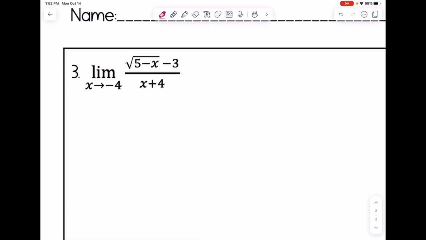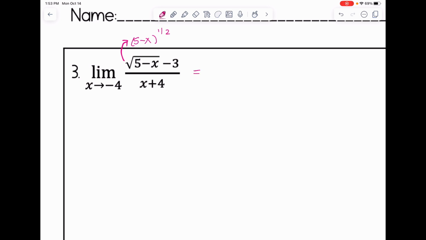Okay, number 3, when I plug in -4, I am in fact going to get 0 for the numerator and 0 for the denominator. So let's use L'Hopital's rule. One thing we want to think about, by the way, is that the square root of 5 minus x is the same thing as 5 minus x to the 1/2. So we just want to remember that's equivalent, because when I take the derivative using the chain rule, I need to be able to see that.